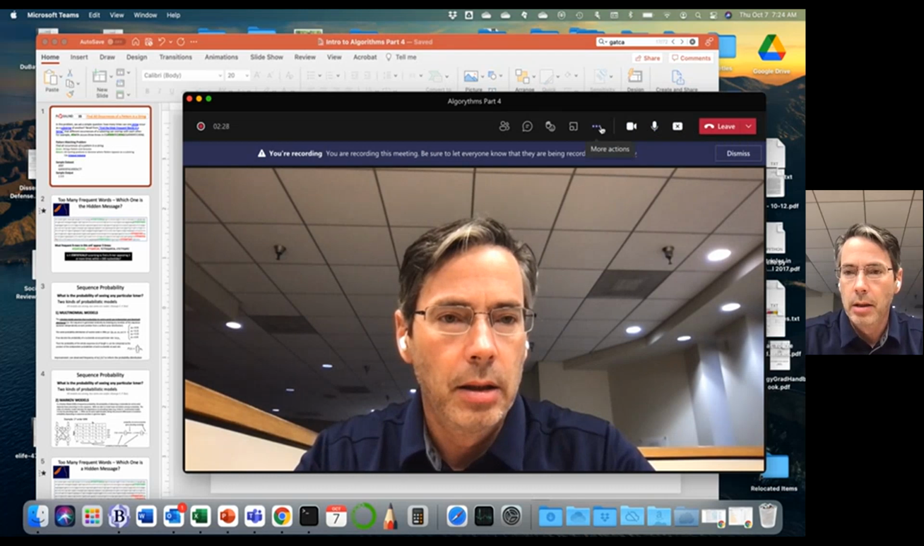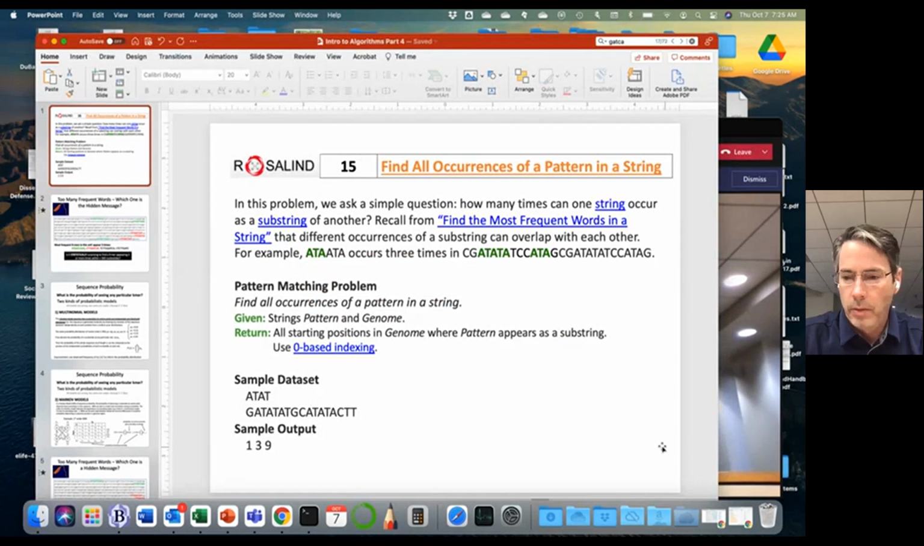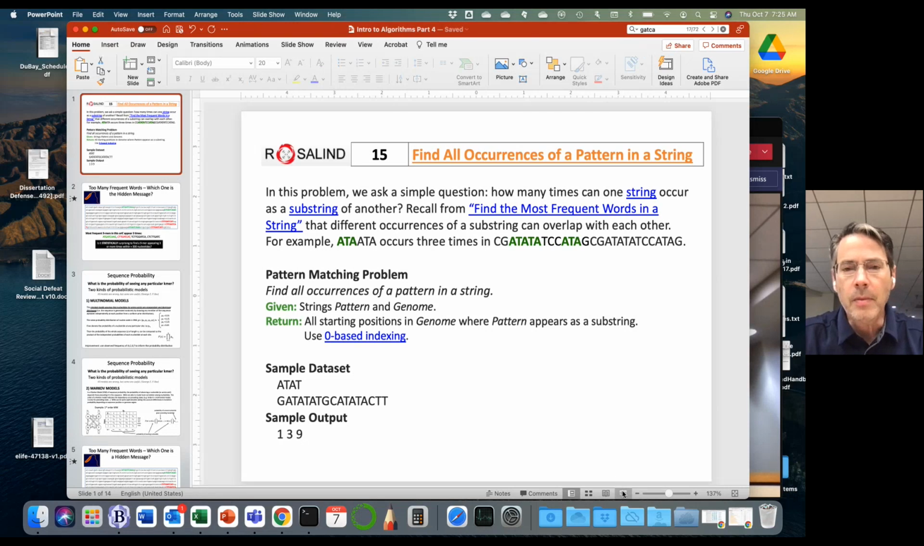Before we get there, you'll have to download the Intro to Algorithms PowerPoint. And there's one problem here, number 15, that I got out of order. Doesn't really matter. You've had to solve this one already in some ways. So you should have code that you can kind of repurpose for this if you've already solved number 11, regardless of which way you've solved it, whether you did it the pattern count way or the dictionary way or the frequency array method.